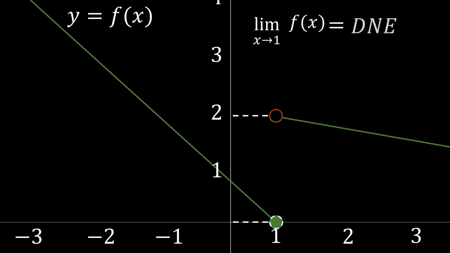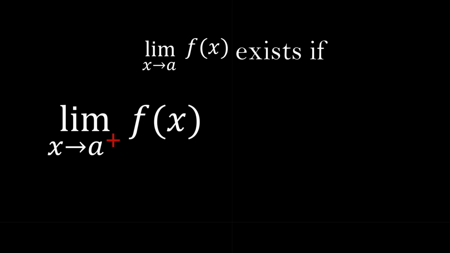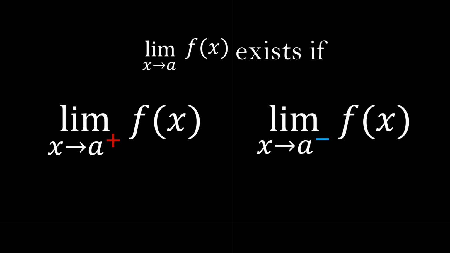Note that this does not mean the limit equals the word does not exist. This is purely notation for the absence of a limit and is not actually a number. This conclusion allows us to state the condition for a limit to exist. We say that a limit exists if the right-sided limit exists, the left-sided limit exists, and they are equal.